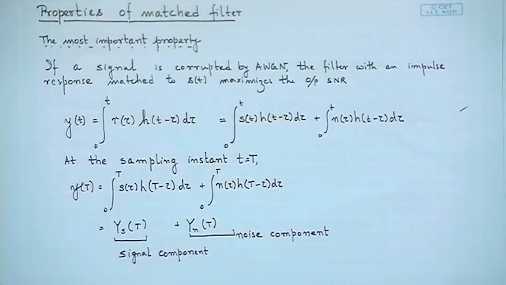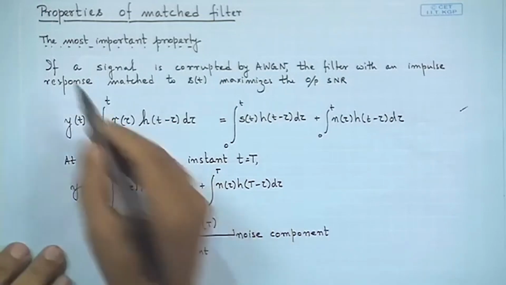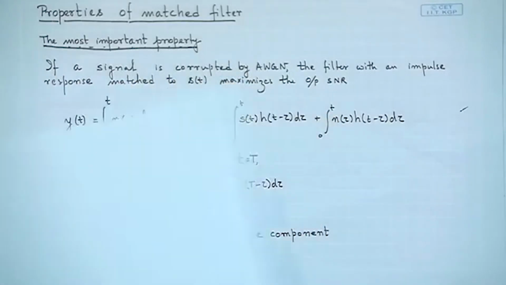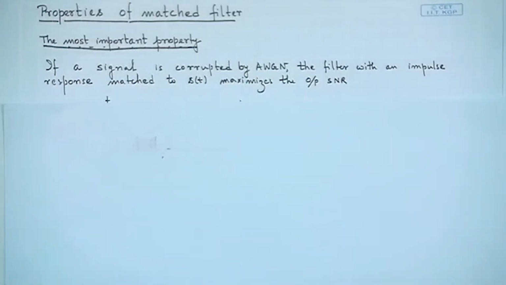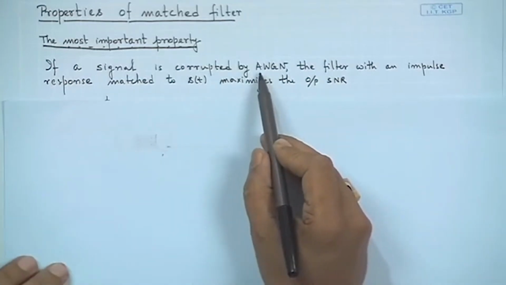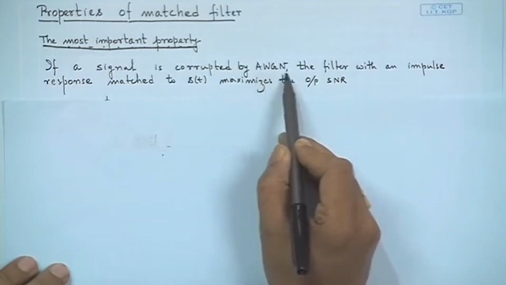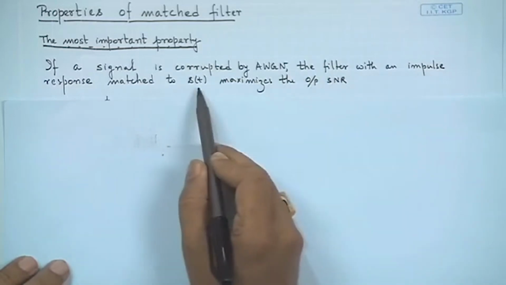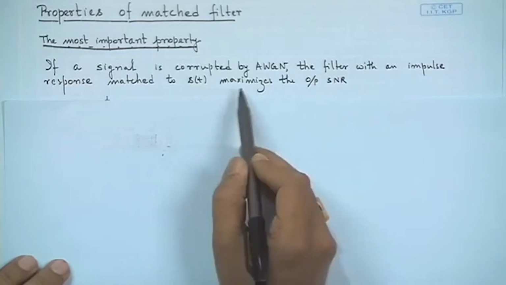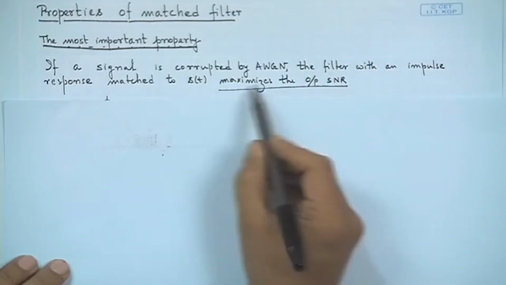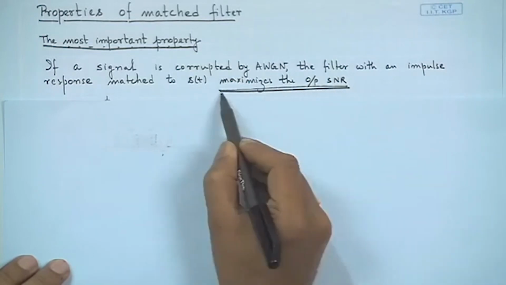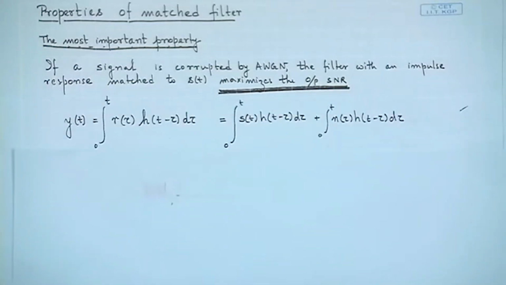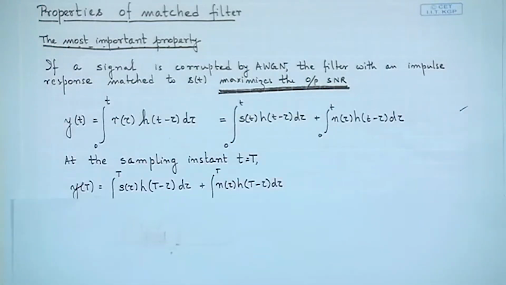One of the most important properties of the matched filter is that if a signal is corrupted by AWGN, additive white Gaussian noise, which is what we are considering, the filter with an impulse response matched to s of t, what we have already seen, maximizes the output SNR. This is very, very important. That is why we go for a matched filter receiver.